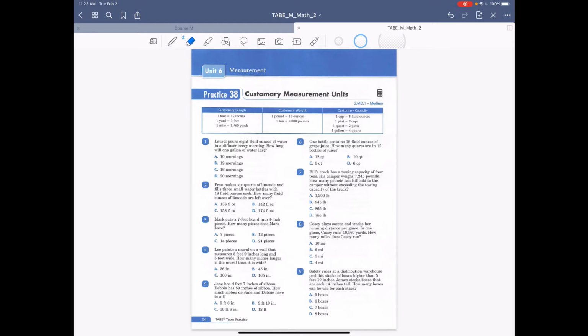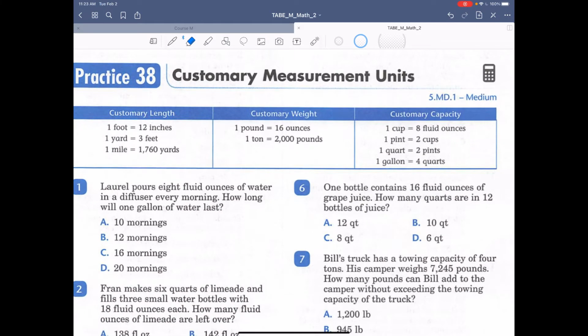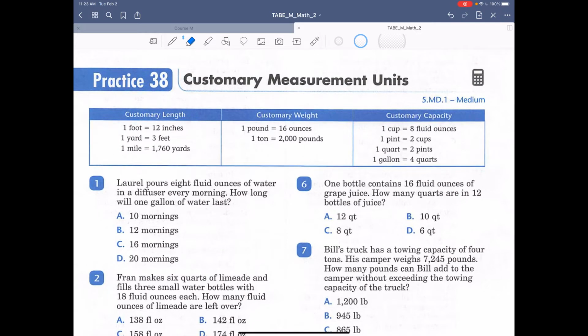In this lesson, we're looking at customary units of measurement. I'm on page 34 of the workbook, and we may use the calculator. I see the little calculator icon, so this one is a calculator problem. They are reminding me of the units that I need to use for this lesson. So let's take a look at number 1.